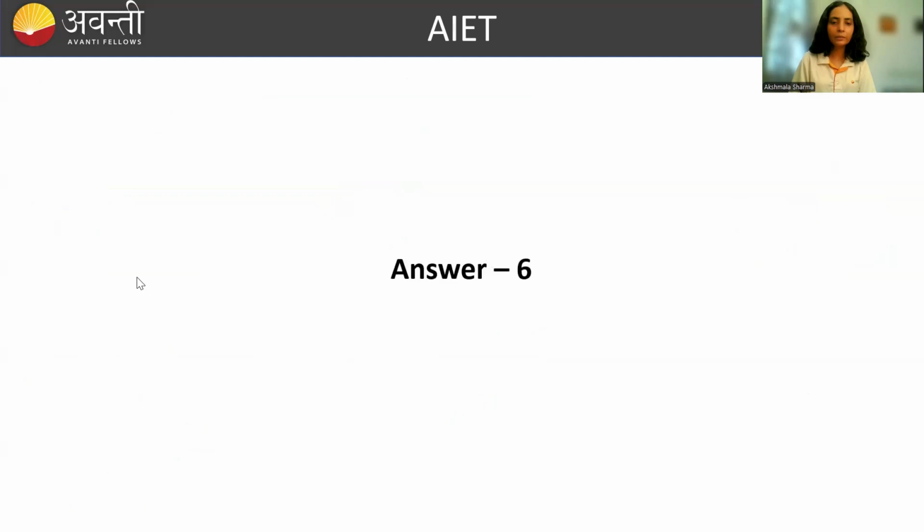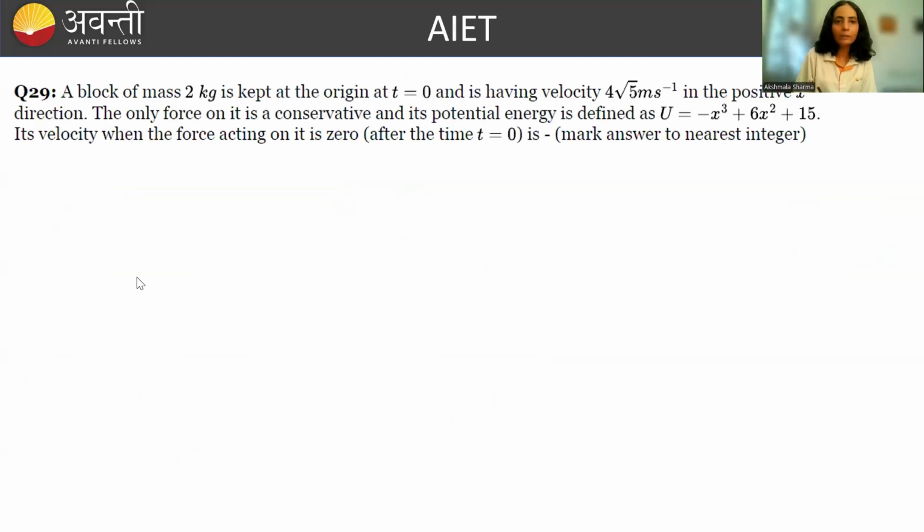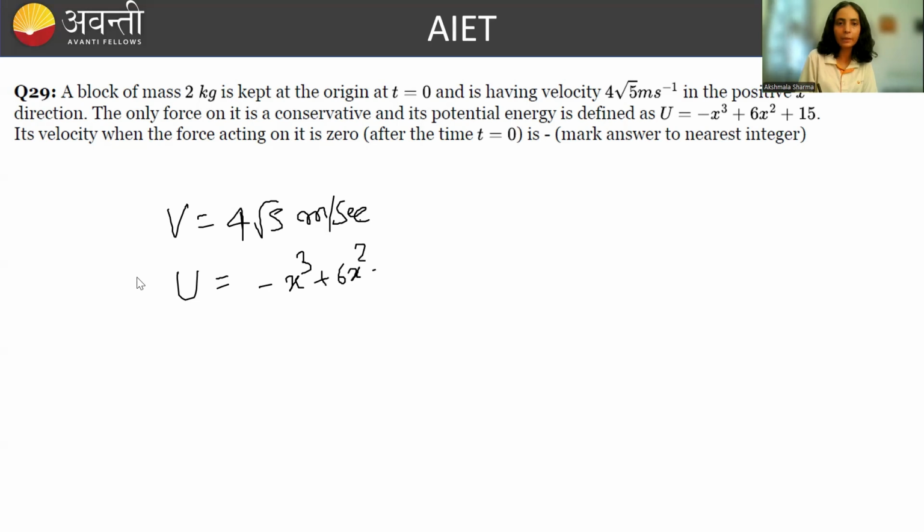Okay. Now let's look at the next question. A block of mass 2 kg is kept at the origin and has a velocity of 4√5 meter per second in the positive x direction. The only force on it is conservative and its potential energy is defined as U equal to minus x cube plus 6x square plus 50. Now, find its velocity when the force acting on it is 0. So first we need to calculate when the force will become 0. How can we calculate force? From potential energy we can calculate force because we know that force is equal to minus dU by dx.